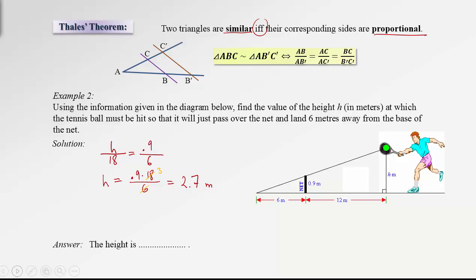And we're ready to give the final answer. The height is 2.7 meters. That's all.